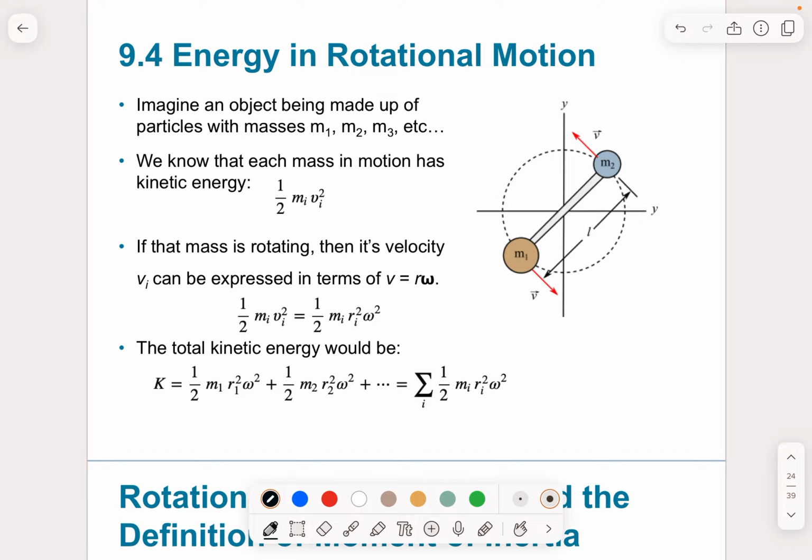Sure, right? And then we are going to take that v and represent it as a rotational quantity using the connection of v equals r omega. So now we can turn that kinetic energy from one that is in terms of linear motion to one that is in terms of rotational motion. So we get 1/2 m r squared omega squared. So the total kinetic energy of this system with the two objects would be those two terms added together. Okay, great. We're on the same page.